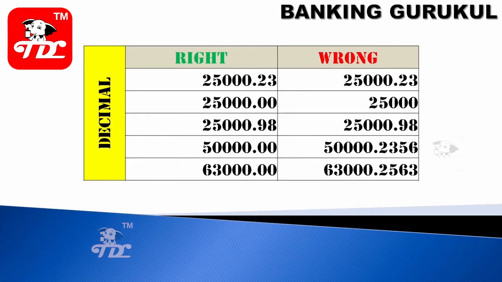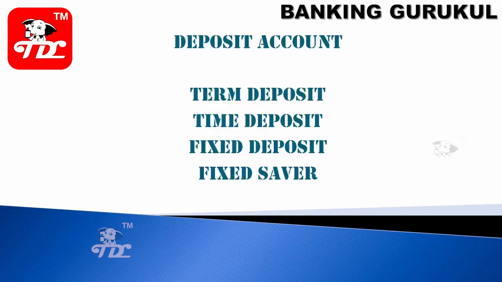If it is a decimal, everywhere you maintain 2 decimals. In some screens you see there won't be any decimal, some screens it will be 2 decimals, some screens it will be 4 decimals. These are wrong. Right means everywhere you mention 2 decimals only. And today's topic, fixed deposit, in some areas is called term deposit, time deposit, fixed deposit or fixed saver. The name may be different but the functionality will be the same.